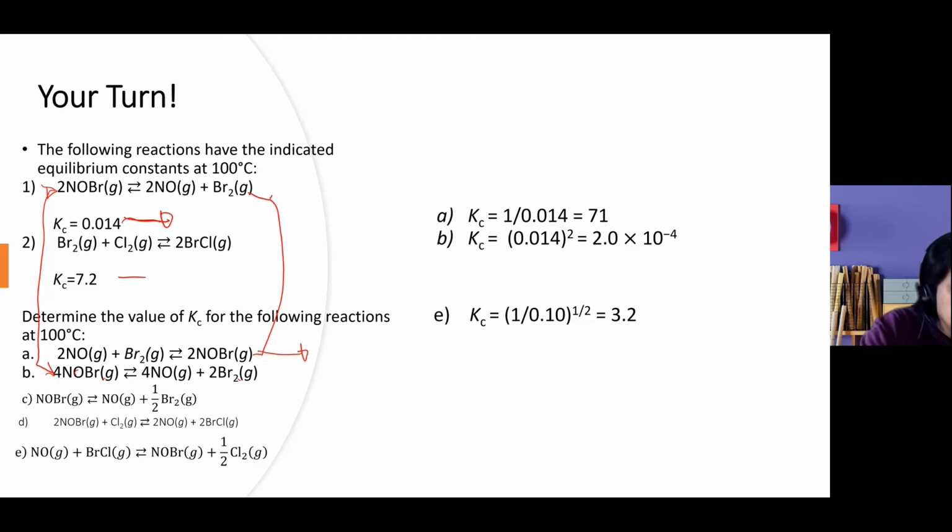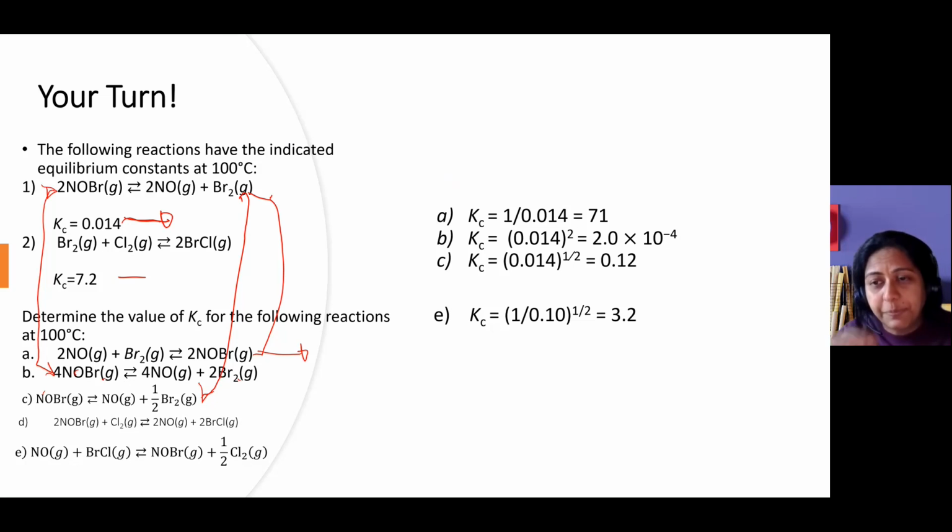Next, what is the difference between reaction C and that one? Yes, now it was halved. So the amounts were halved. So the equilibrium constant would be equal to the square root of the original one, like that. Please review those things to get the correct answers.